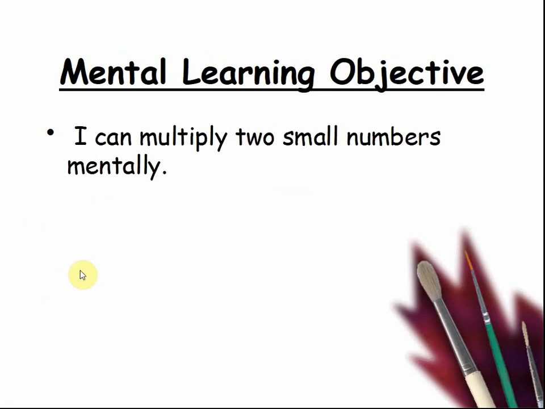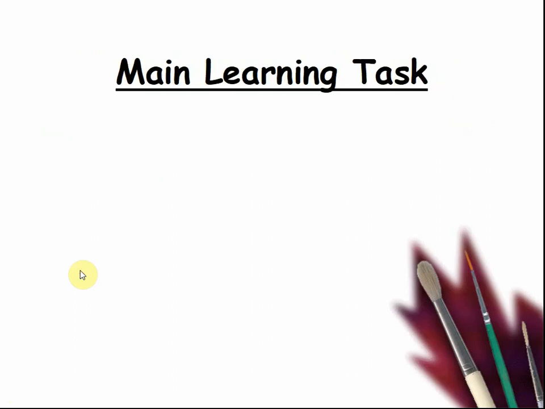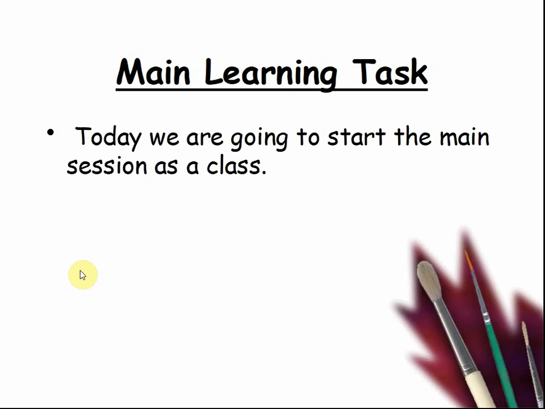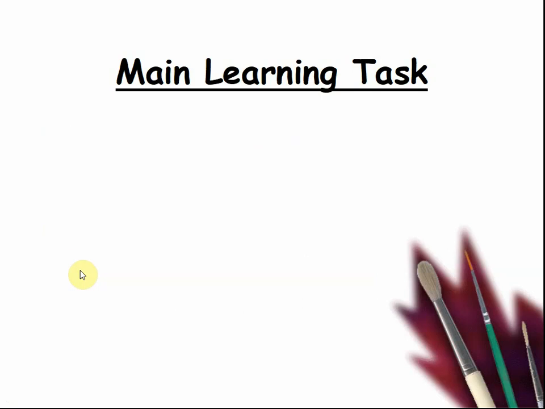So the mental learning objective today was I can multiply 2 small numbers mentally. The main learning objective, I can make sentences using times and equals. Here is our main learning task. Today we're going to start the main session as a class. Then we will work in pairs.